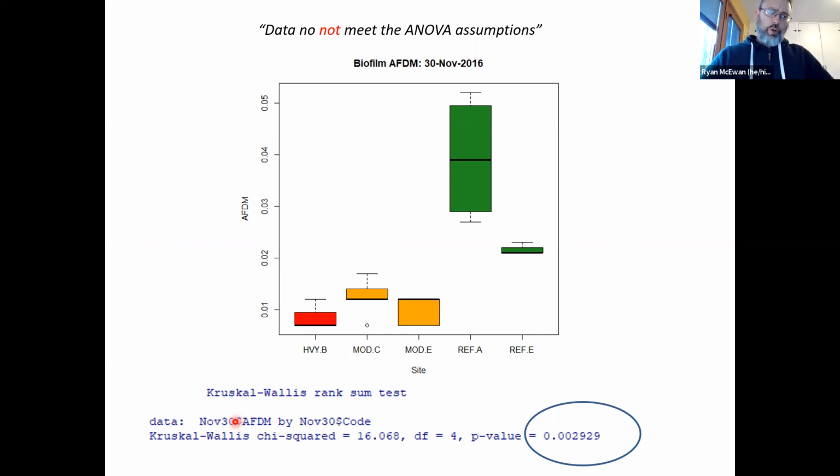Okay, Kruskal rank sum test, p-value 0.002929. We're saying that the data do not meet the assumptions, so we're running the Kruskal rank sum test, and we got a statistically significant result. This is rejecting the null hypothesis of no difference.